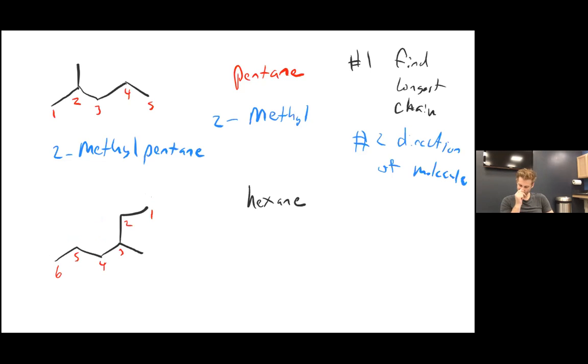From here, same concept as last time. So on position 3, we have a CH3, so it's just a single group. So this would be a 3-methyl. We can put this all together. This is going to be a 3-methylhexane. Any questions so far?